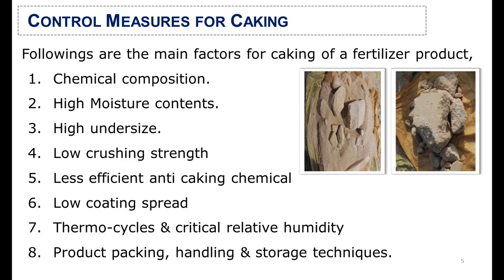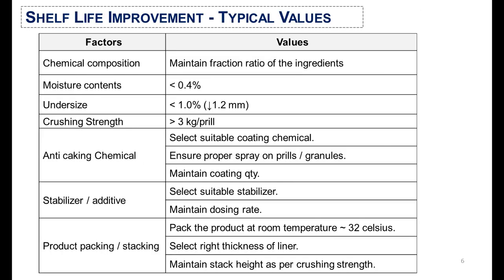Fifth is the less efficient anti-caking chemical, that maybe you are not using the suitable anti-caking chemical. Sixth is the low coating spread. Seventh is the thermocycles and the critical relative humidity impacts on the fertilizer. And last but not the least, the product packing, its handling, and the storage techniques. These are the factors and their typical values which should be complied with to get a good quality of fertilizer and to increase the shelf life of a product.